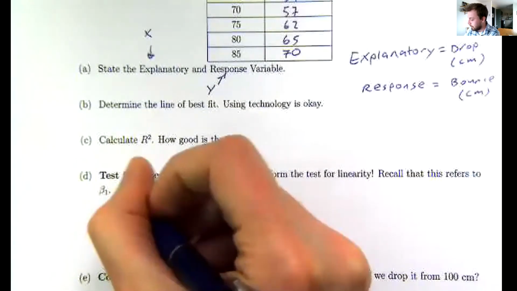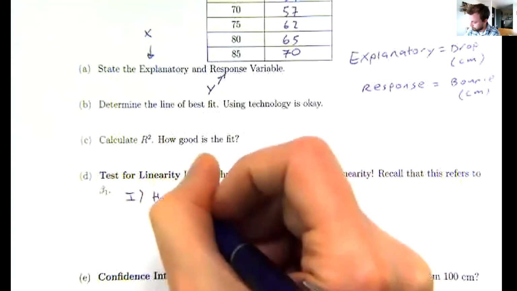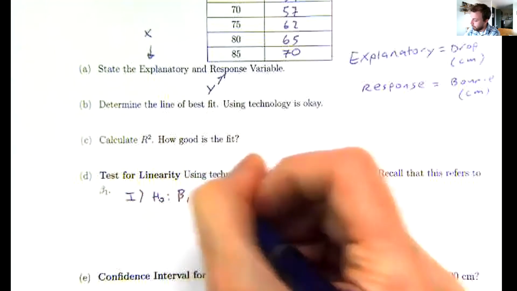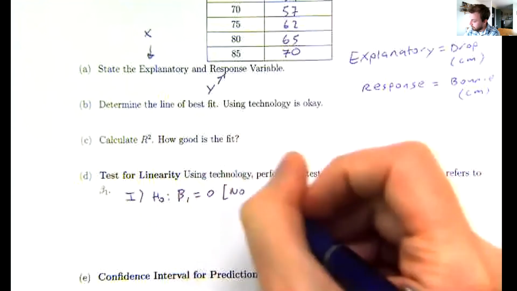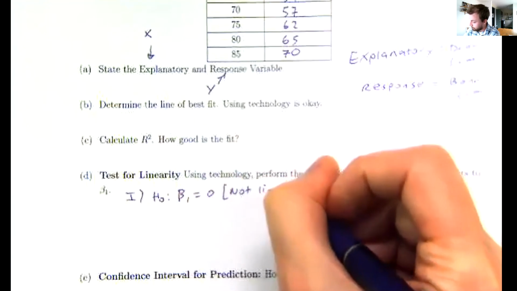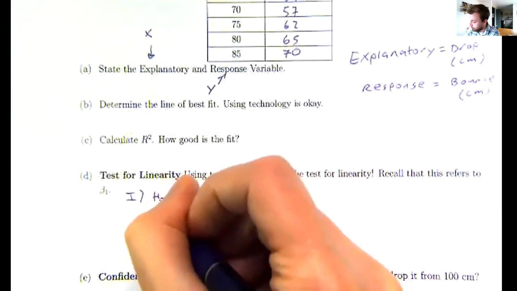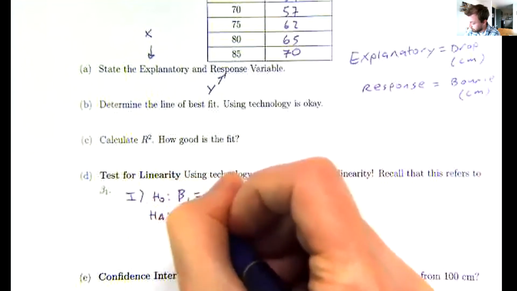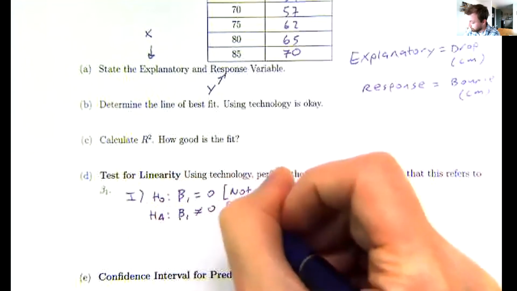So test for linearity, 4 steps. First step, null hypothesis is that it is not linear. Alternative hypothesis is that it is linear.